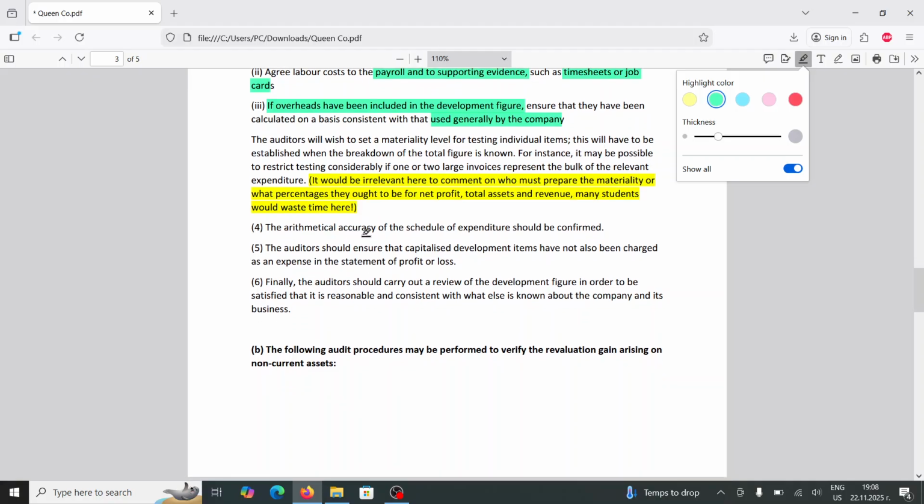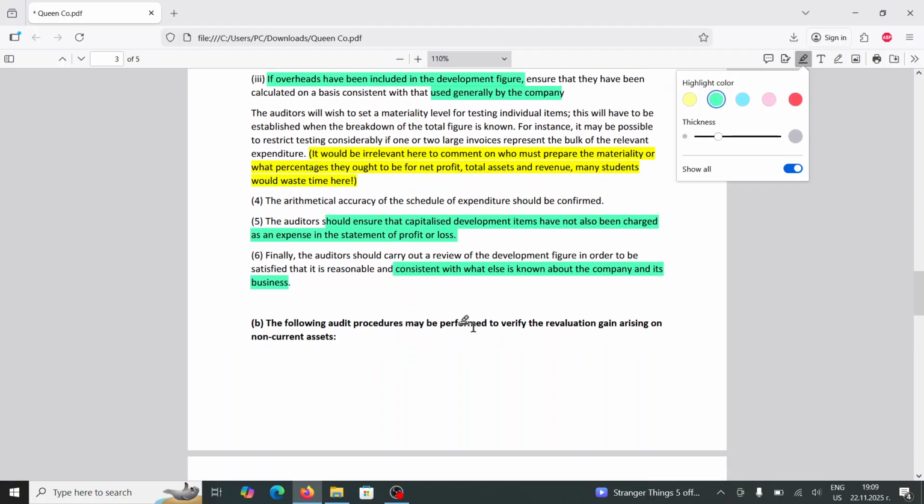The arithmetical accuracy of the schedule or expenditure should be confirmed. The auditor should ensure the capitalized development items have also not been charged as an expense in the statement of profit and loss. So development costs, to correct myself earlier, can be capitalized. However, they should not be at the same time expensed in the statement of profit or loss. Finally, the auditor should carry out a review of the development figure in order to be satisfied that it is reasonable and consistent with what else is known by the company in its business.